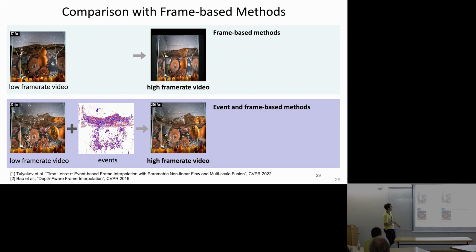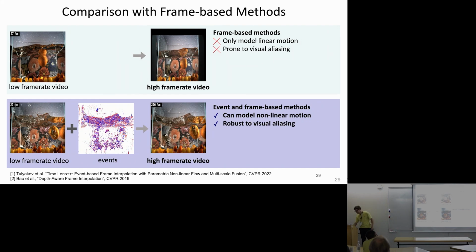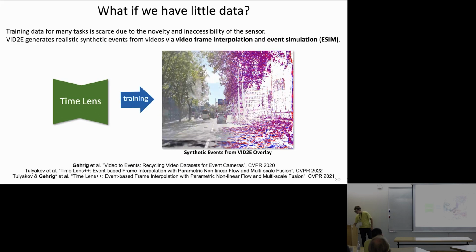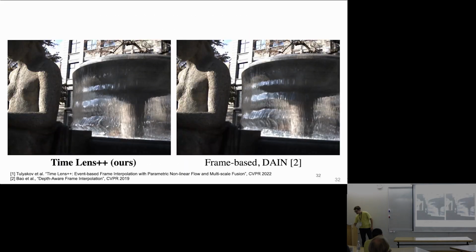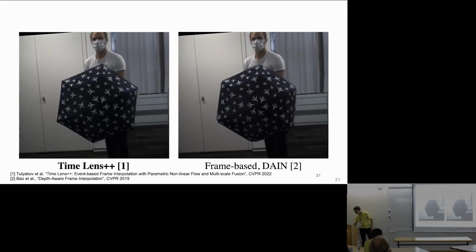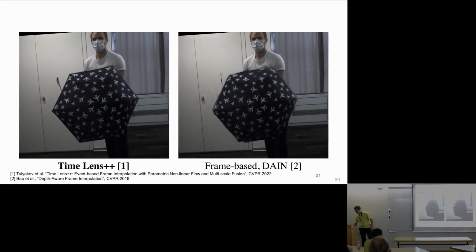So the main thing that I want to show in this slide is that events give a lot of information, and removing this information results in significant artifacts in purely image-based methods. So I'll just skip this slide. Here I'll show you a couple more examples of what happens if you remove events.